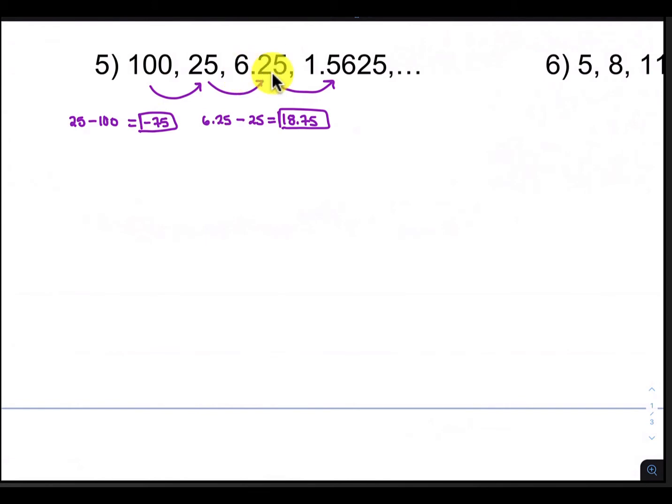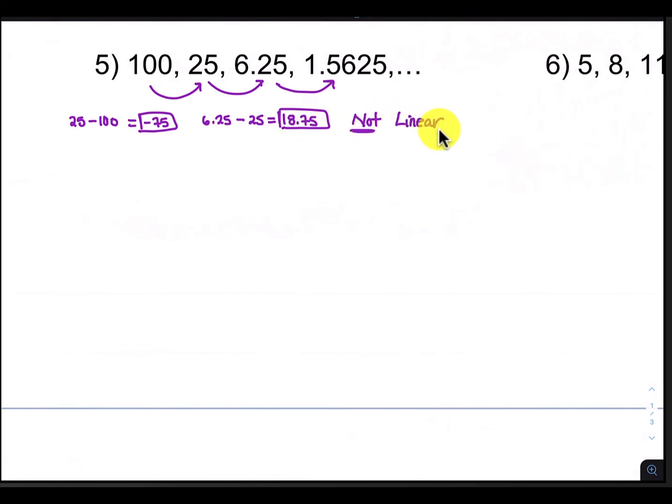Then take the third number minus the second number. 6.25 minus 25 is negative 18.75. Well, we can stop right there because we can see that these two differences are not the same. They're not common. Therefore, we know it is not linear.